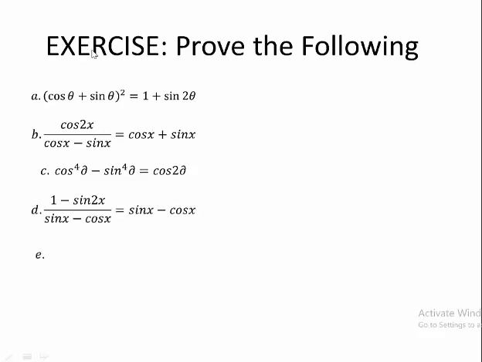Now, you can't prove both of them. You need to prove either the left-hand side or the right-hand side.